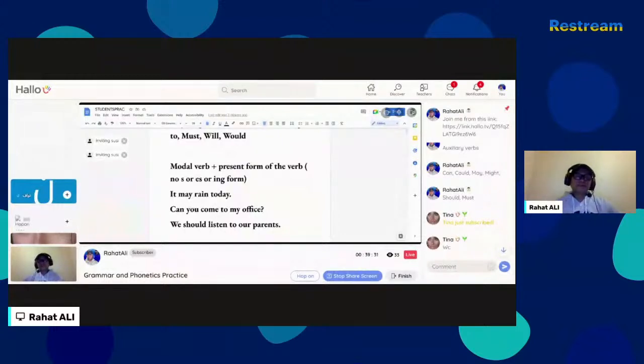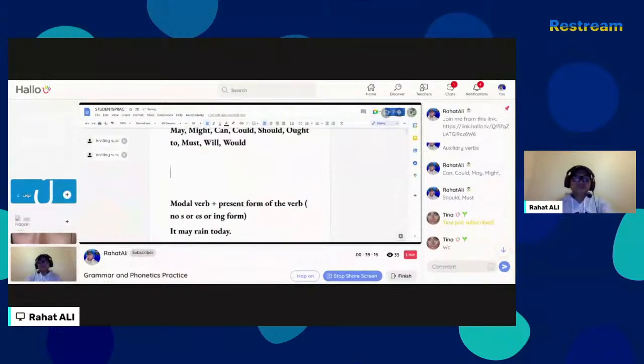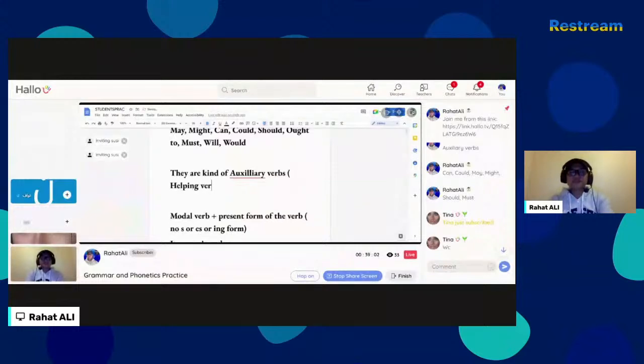Yes, I know. Remember, these modal verbs are also called auxiliary verbs or helping verbs. They are a kind of auxiliary verbs, and auxiliary verbs means helping verbs. Okay.